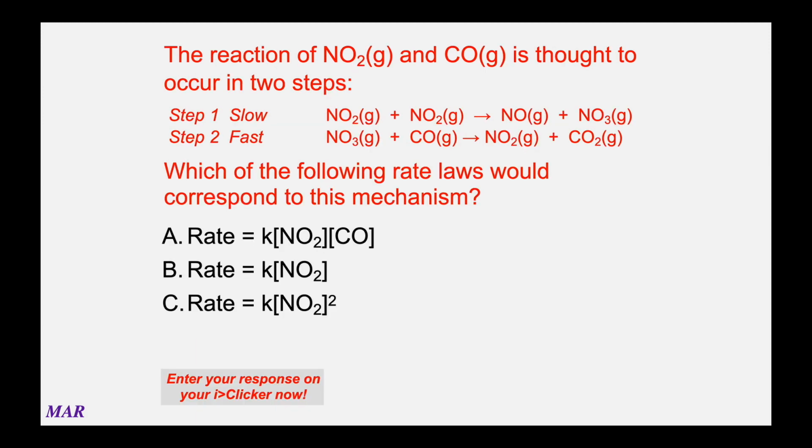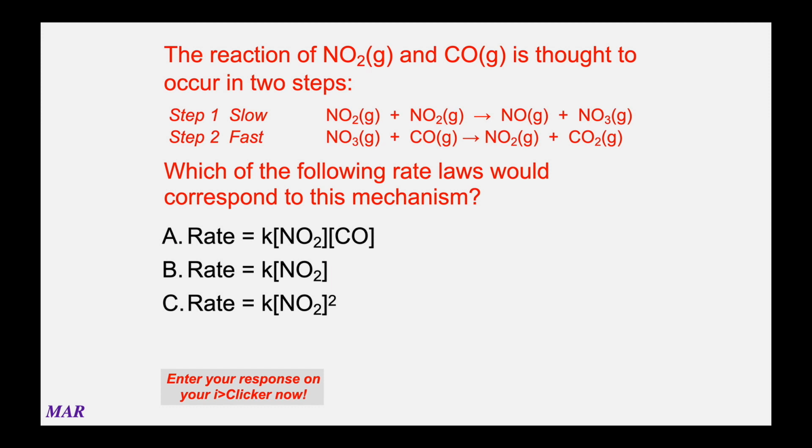Oh, joy. The reaction of NO2 and carbon monoxide is thought to occur in 2 steps, and you can see step 1, step 2. Also notice the slow and fast. So the question says, which of the following rate laws would correspond to this mechanism? And there's 3 possibilities. I'd like you to make your best shot. If you wish to pause the video, you can think about it a little bit, figure out the right answer, and when you're ready, unpause the video. I'll talk about the right answer. Pause the video now.